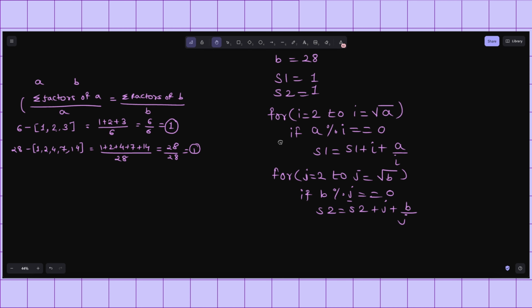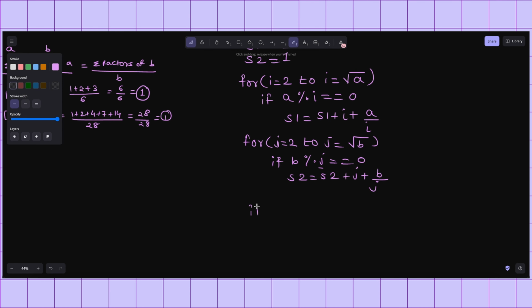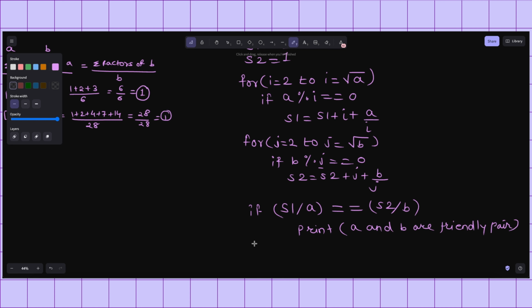Okay. Now what we can do here, we can directly check if my sum, that is S1 divided by A, is equal to S2 divided by B. If it is the case, then we can simply print out that the numbers A and B are friendly pair, and in the else section we can simply say that A and B are not friendly pair. Now let's try to incorporate this logic into our actual code.